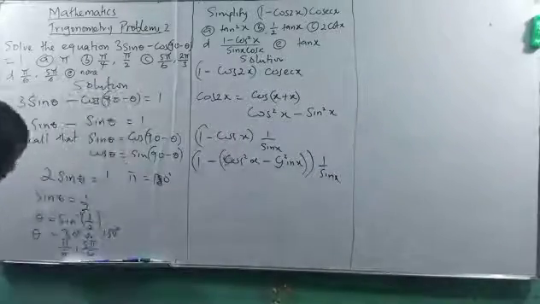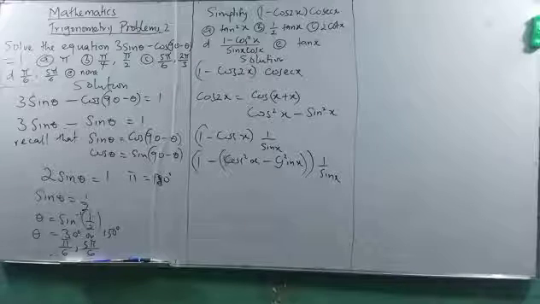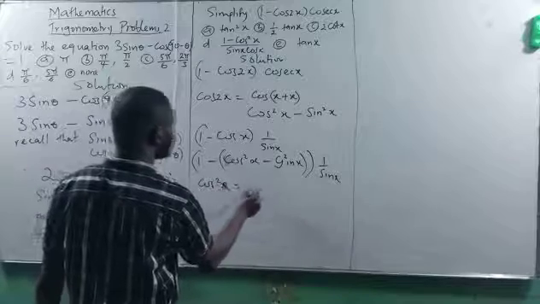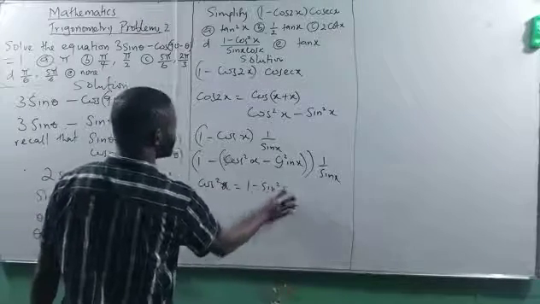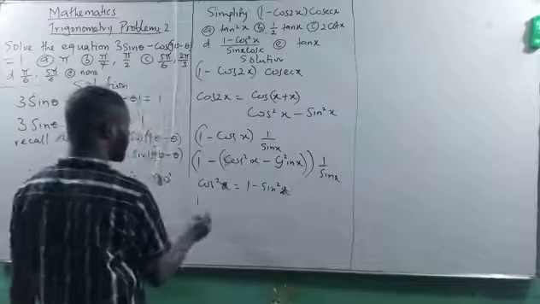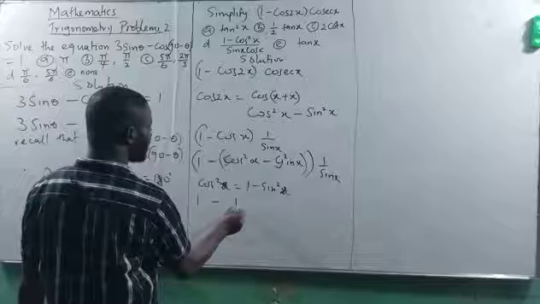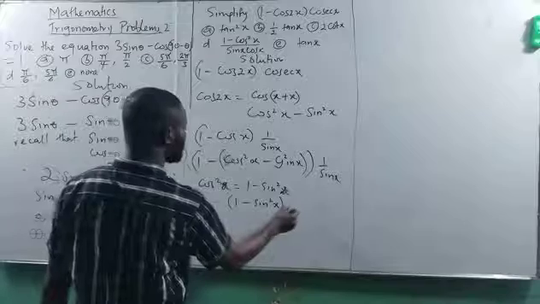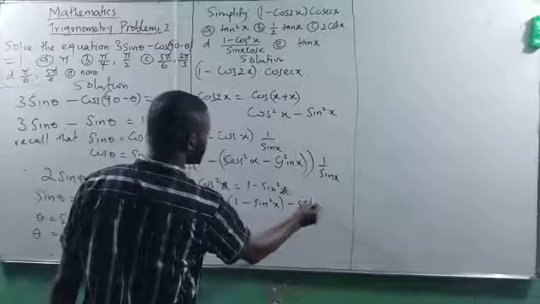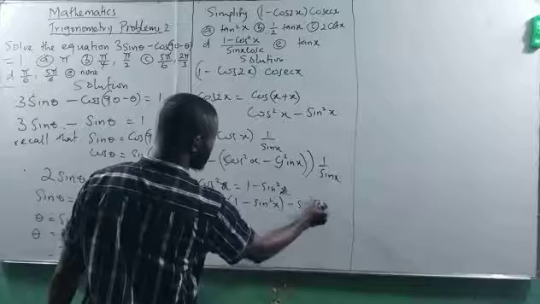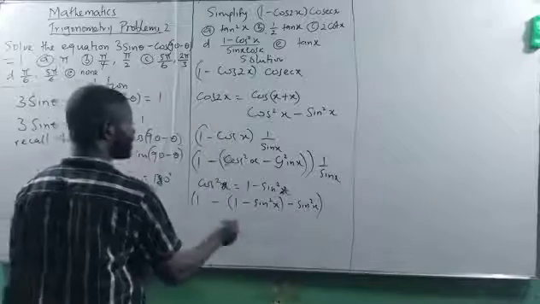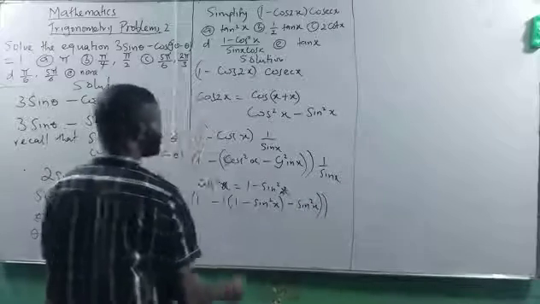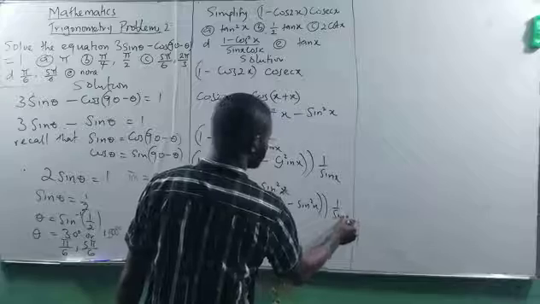Now, at this junction, let me express this in terms of 2. I think cos square x will give us 1 minus sine square x. Now, with 1 minus sine square x and minus sine square x, I think I'm going to do it this way. Let's see what will happen. Now, it will be 1 over sine x.